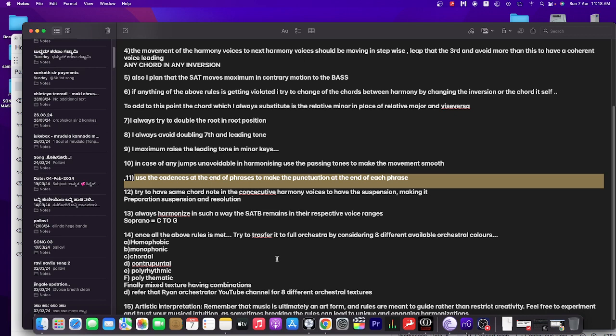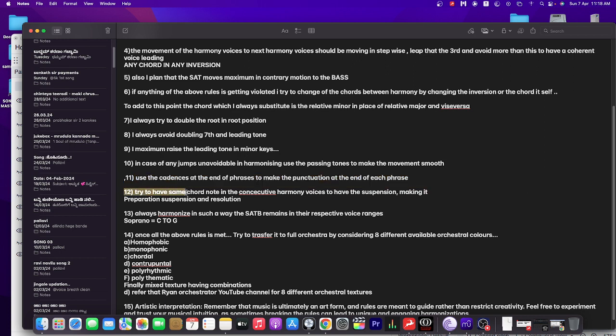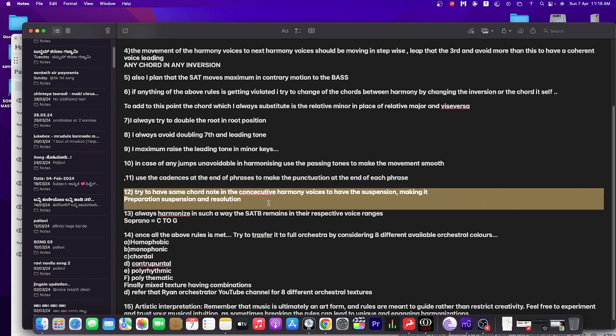So coming back to our rules, where am I? Okay, I was at the 11th point. Now the 12th formula is to try to have the same chord note in the consecutive harmony voices to have the suspension, making it preparation, suspension and resolution. What does it mean?